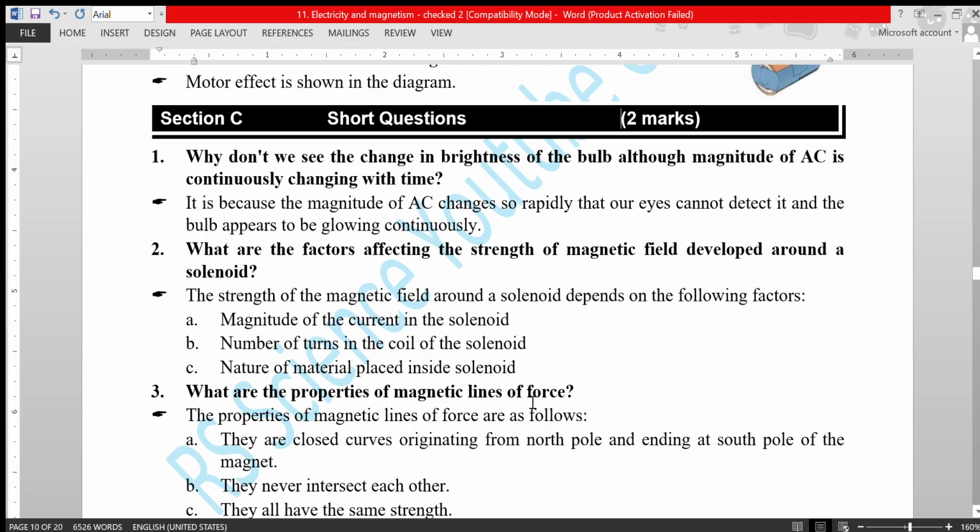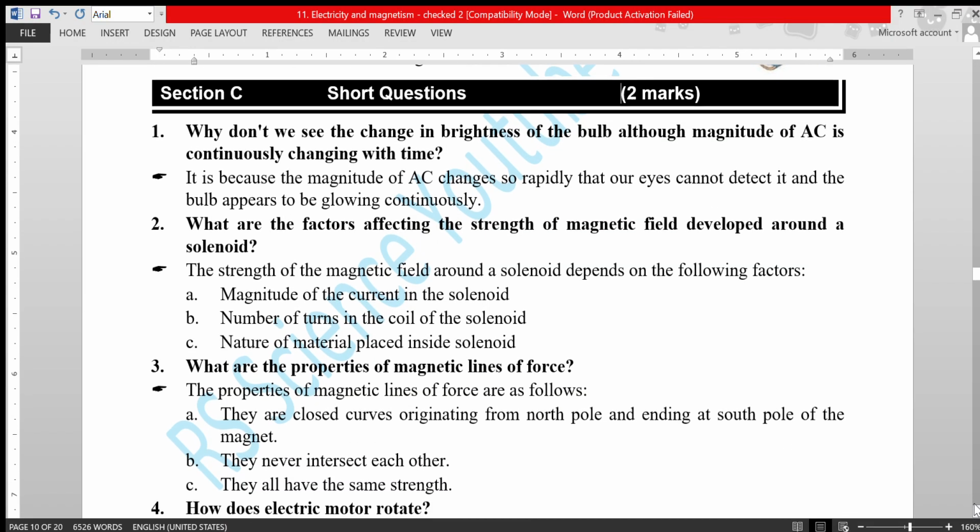What are the properties of magnetic lines of force? The properties of magnetic lines of force are they are closed curves originating from the north pole and ending at the south pole of the magnet. They never intersect each other. They all have equal strength.